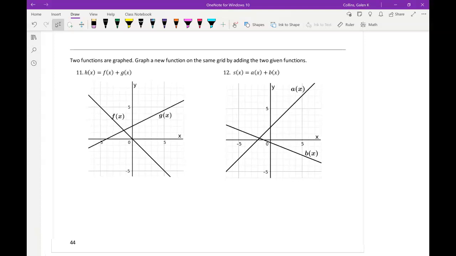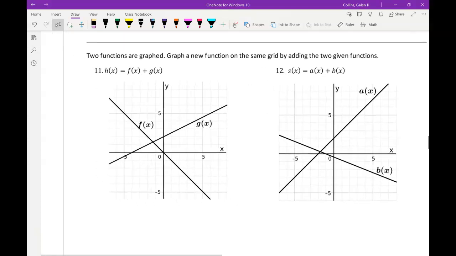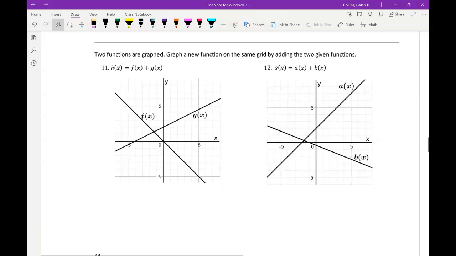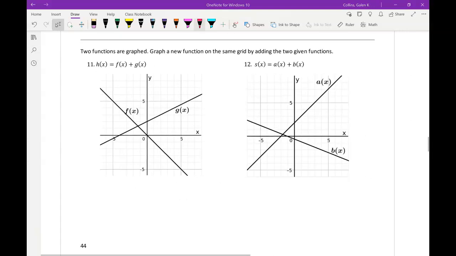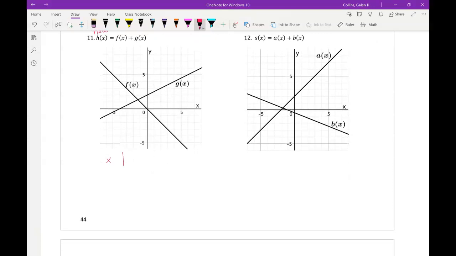So in number 11, it says two functions are graphed. Graph a new function on the same grid by adding the two given functions. So we have h of x, that's our new function that we're going to graph, and we're told that h is equal to f of x plus g of x. So what I think I might do here is come up with a couple of good x values, and I think I might make what I call an extended table.